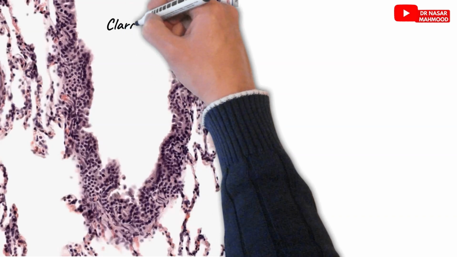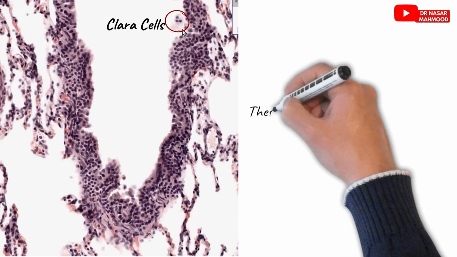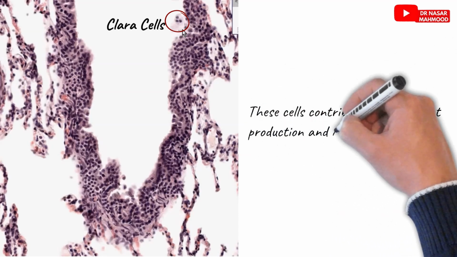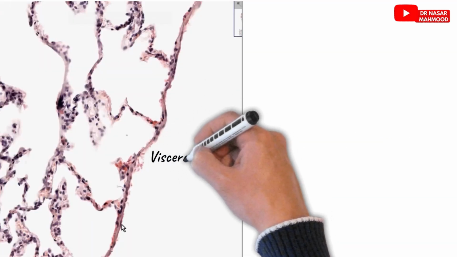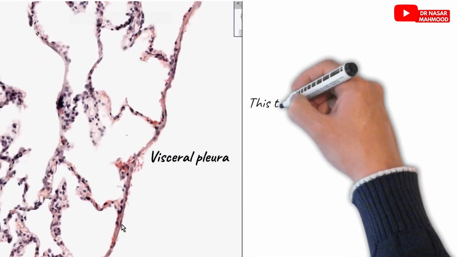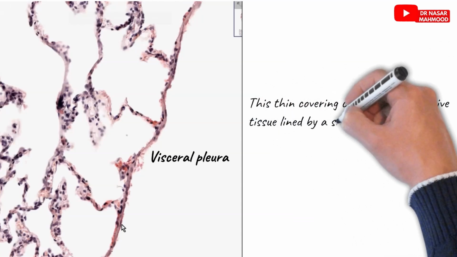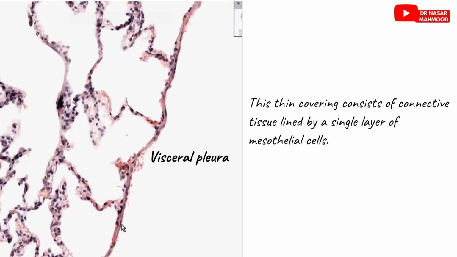These cells help remove debris and pathogens from the lungs. Now, within the bronchioles, you may also see Clara cells, now more commonly called club cells. These cells contribute to surfactant production and airway protection. At the outer edge of the lung is the visceral pleura. This thin covering consists of connective tissue lined by a single layer of mesothelial cells. The pleura helps reduce friction as the lungs expand and contract during breathing.